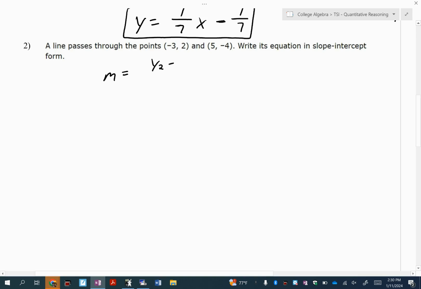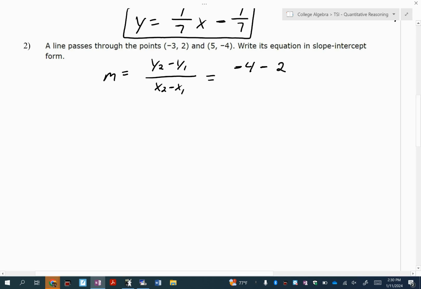The change in your y over the change in your x. This is how I write it. Right? Do you see the second y value here of negative 4? I'm going to put that as my y subscript 2 minus my first y value here, which is 2.